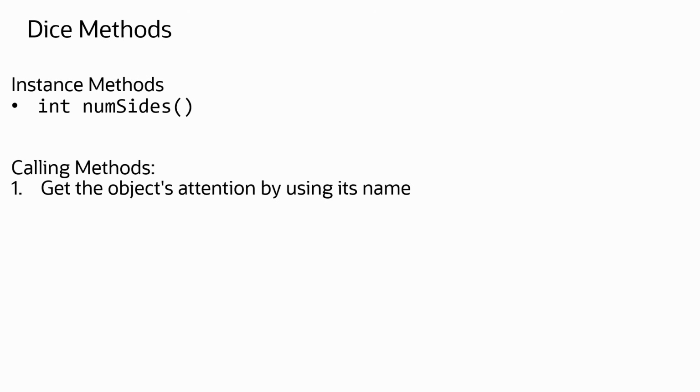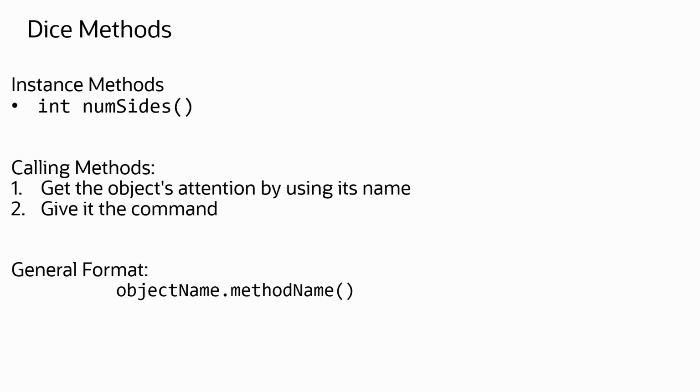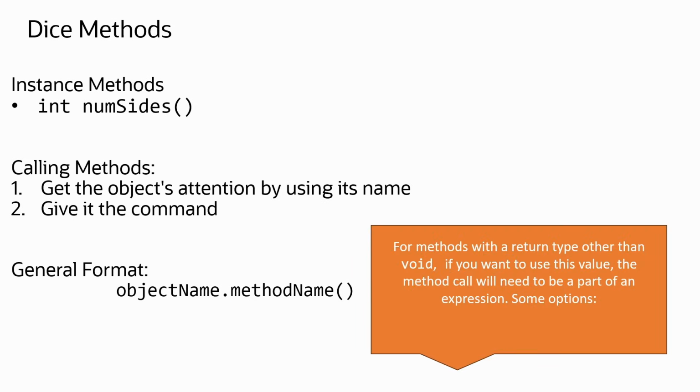There are a couple steps to consider when calling a method. You can think of step 1 as getting the object's attention by using its name, and then step 2, giving it a command. So for example, we would do object name and use the dot operator, then method name. For methods with a return type other than void, if you want to use the value, the method call will need to be part of an expression. There are some options to consider. You could store it in a variable, or have it be part of another expression.